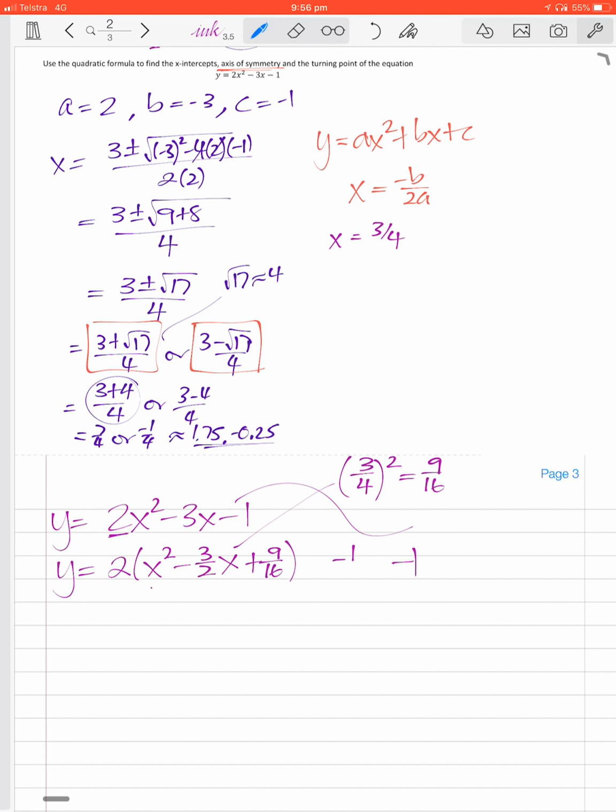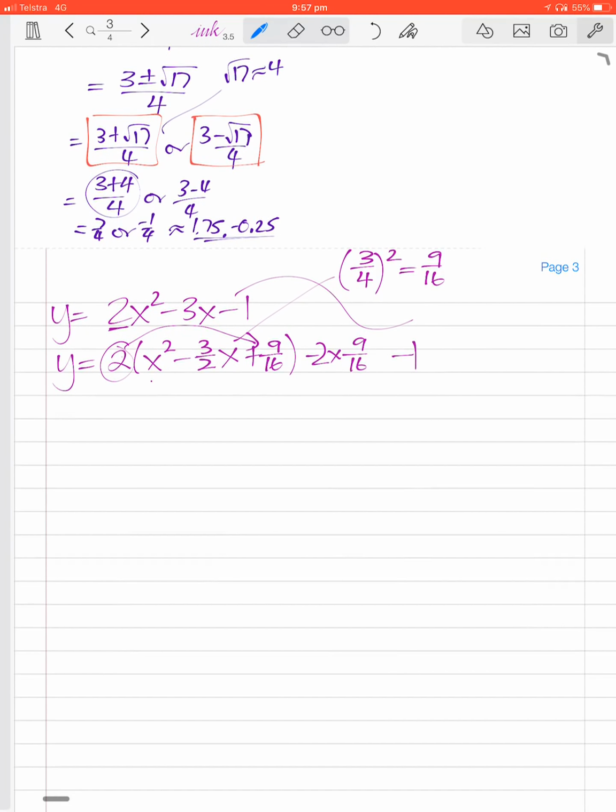Now usually I would just subtract 9 on 16. However, in this case, I've said 2 times 9 on 16. Because I've added 2 times 9 on 16, I've got to take off 2 times 9 on 16. So in this case here, we get a 2 out the front, x minus, because we've got a minus, a half of 3 on 2, which is 3 on 4, squared. Out here, we've got a 2 and a 16. The 2 cancels the 16 to be an 8, so I've got negative 9 on 8 minus 1.